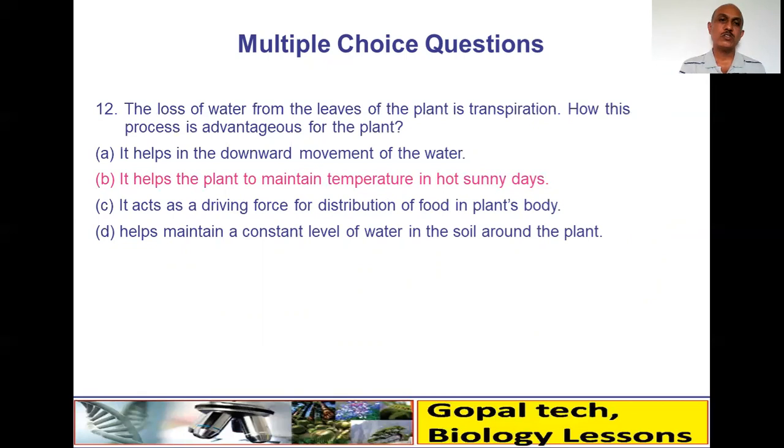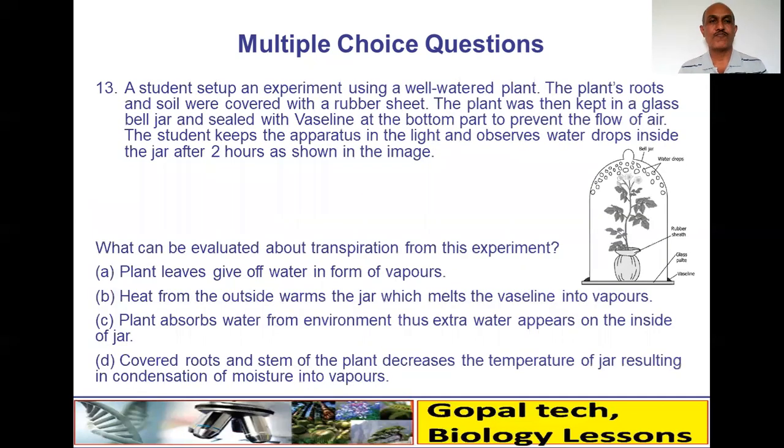In the other options, downward is given, but it is upward. It is the driving force for distribution of food? No, that is done by the phloem and ATP. Helps to maintain the constant level of water in the soil? It doesn't play that role. Come to the 13th question.